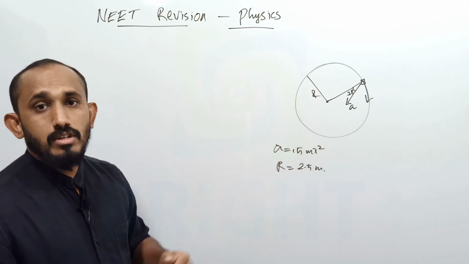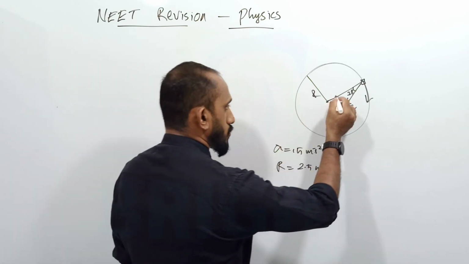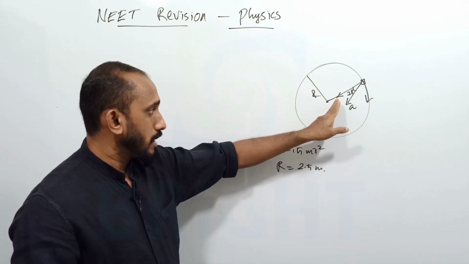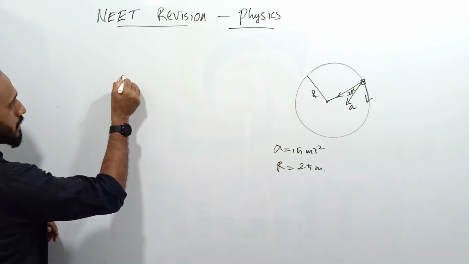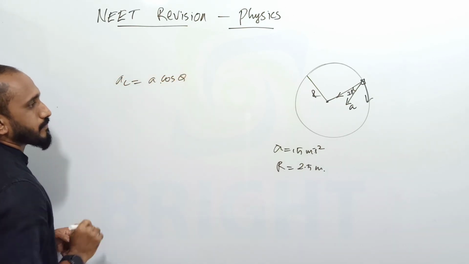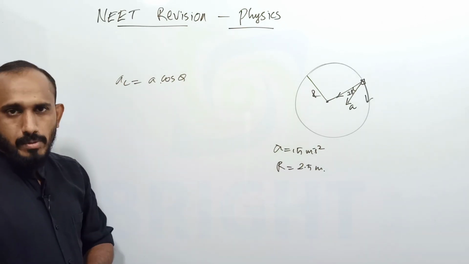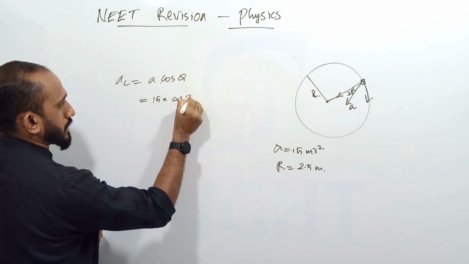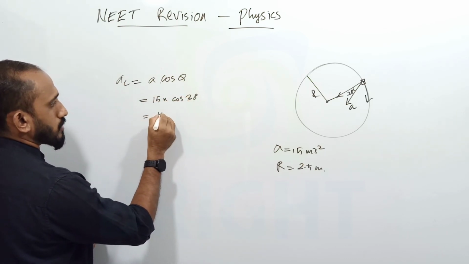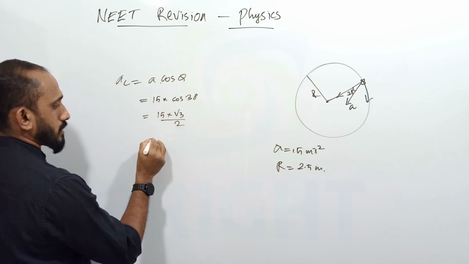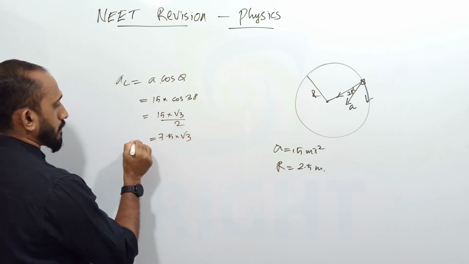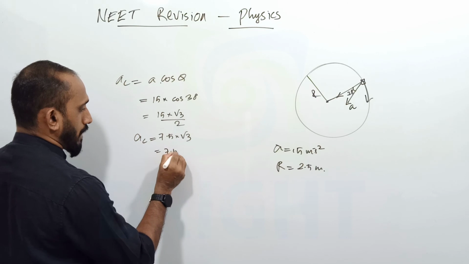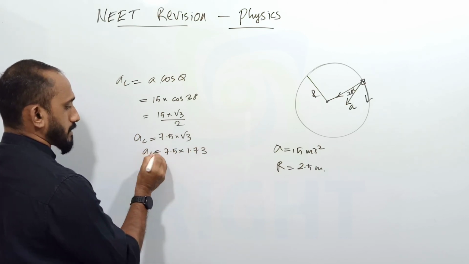Now in a circular motion, centripetal acceleration is there. The centripetal acceleration is always towards the center, so along the radius. If you resolve this acceleration along it, then we get the centripetal acceleration AC is equal to A cos theta. The cos theta component will be the centripetal acceleration. This AC will be equal to 15 into cos 30 degree. Cos 30 is root 3 by 2. So 15 into root 3 by 2, that is 7.5 into root 3. That is AC. Root 3 is 1.73, so you can substitute it: 7.5 into 1.73. That is AC.